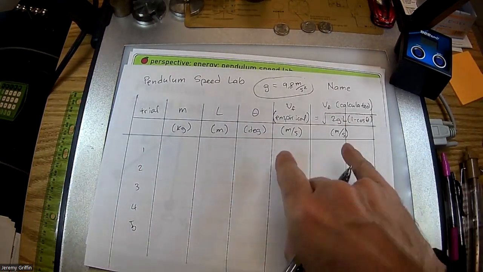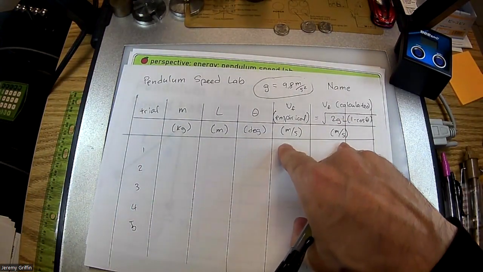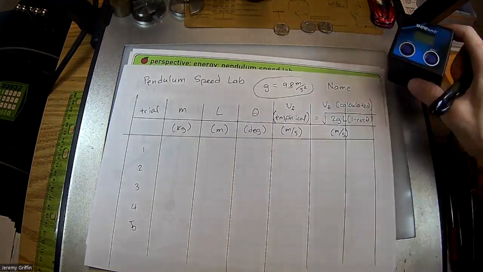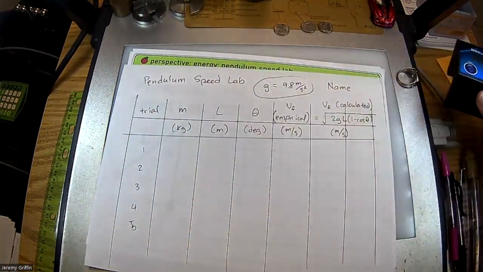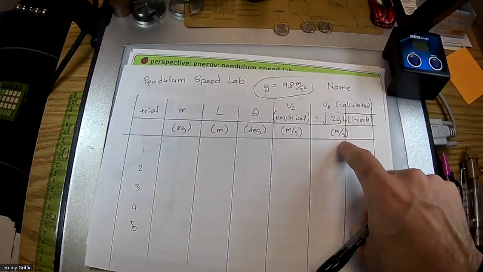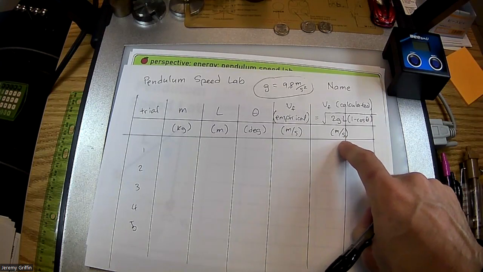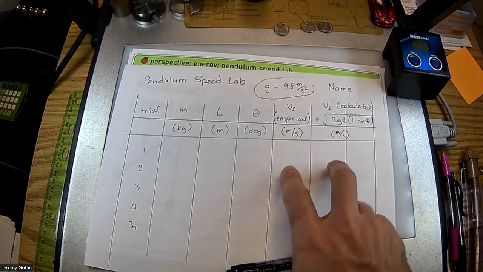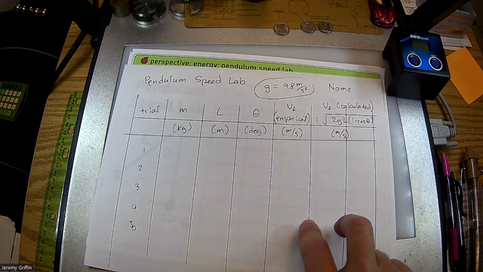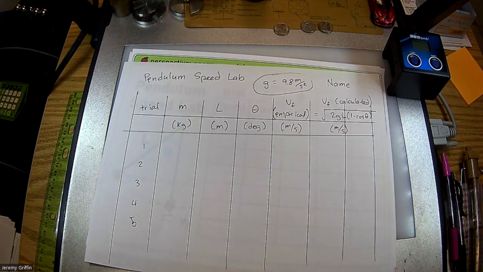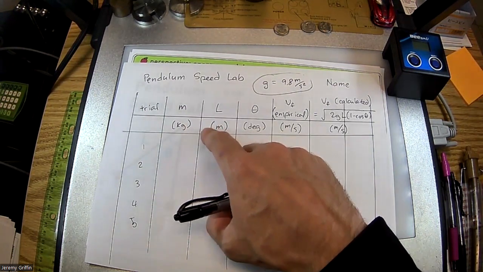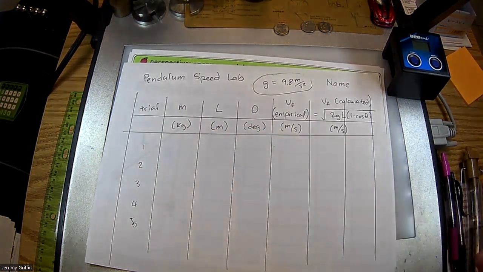And then there are 2 different perspectives on speed. What does the speed gate actually say it is, versus what does your calculation say it should have been according to conservation of energy? Hopefully these two numbers are pretty close to the same all the way down. Now, this is going to be an exploratory lab, so I'll let you choose what you want as an independent variable. You can mix and match if you want. If you want to do different masses, different lengths, and different angles, and just have a field day, go ahead.